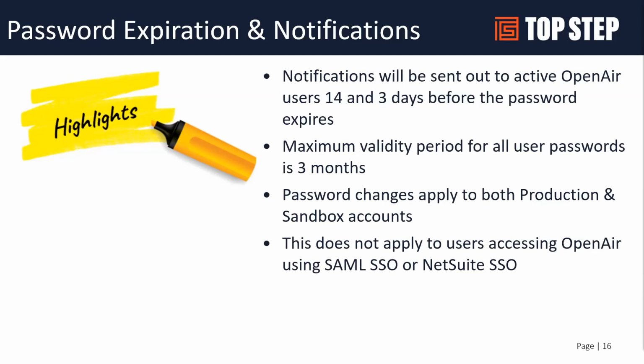Notices include the date the password will expire, information about the account for which the password is expiring, such as the company ID and user ID, and instructions for changing the OpenAir password. The notifications are only sent to active users logging into a production OpenAir account using their OpenAir password. Notices are not sent to users accessing OpenAir using SAML single sign-on or NetSuite single sign-on or accessing a demo or sandbox account. So there's absolutely no impact if you're using SAML single sign-on or NetSuite single sign-on.